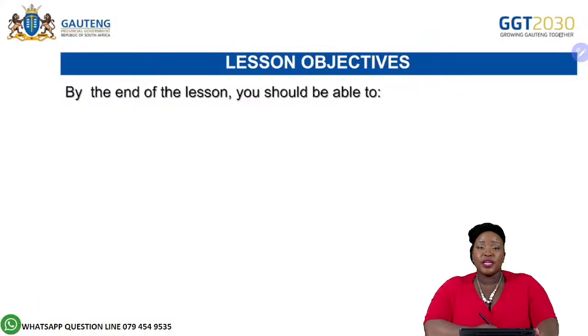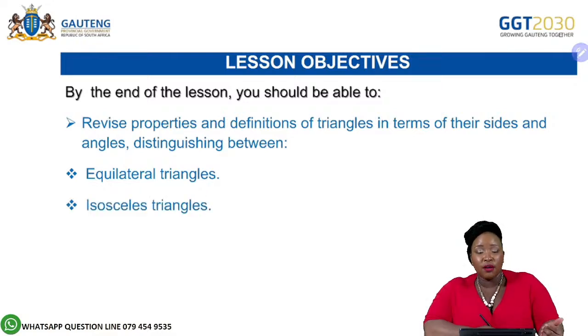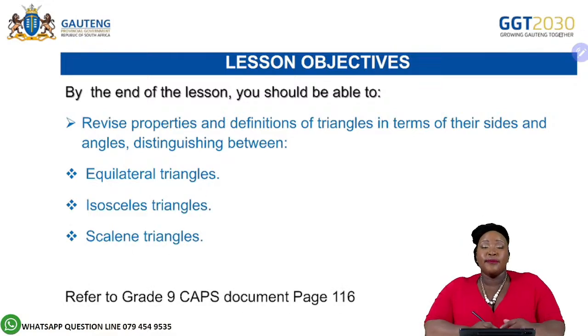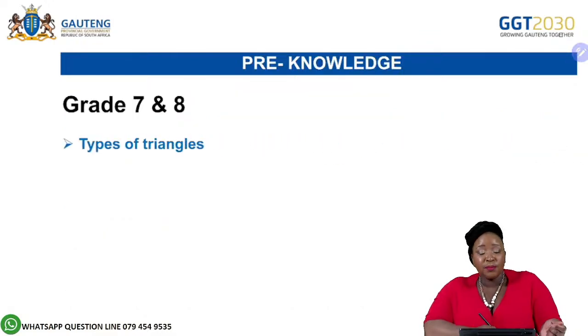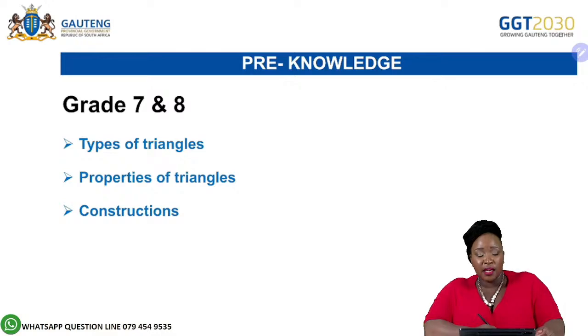So let's look at today's lesson objectives. By the end of this lesson, you should be able to define triangles in terms of their sides and their angles as well, right? And we are going to be distinguishing between an equilateral triangle, an isosceles triangle, and a scalene triangle. Some things you need to remember include your types of triangles, your properties of triangles, as well as constructions. I hope you have had fun doing constructions in class as well.